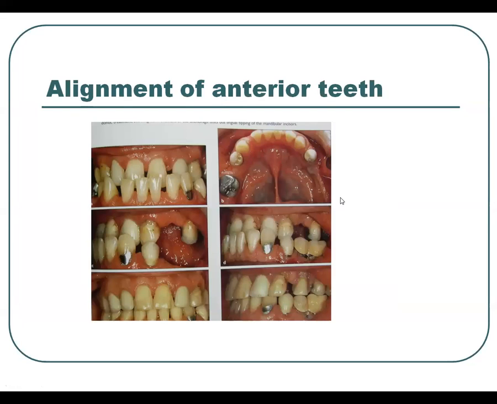For alignment of the anteriors, especially in older patients, there will be spacing between the incisors, canines and laterals. In those cases, we can place brackets and close the space. You can see in the last image, the space has been closed.